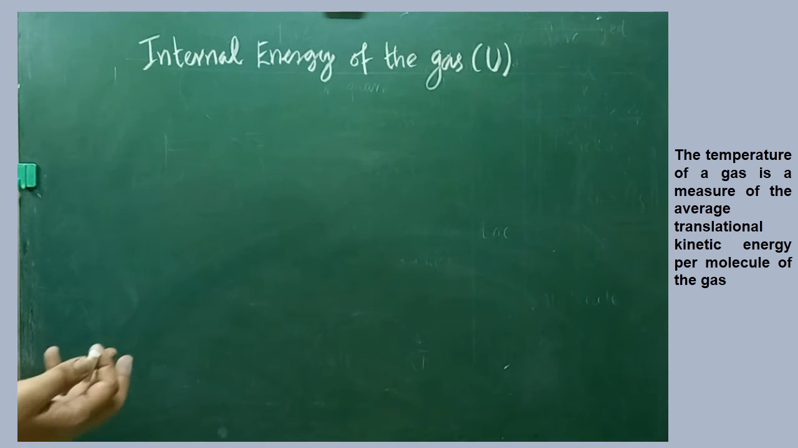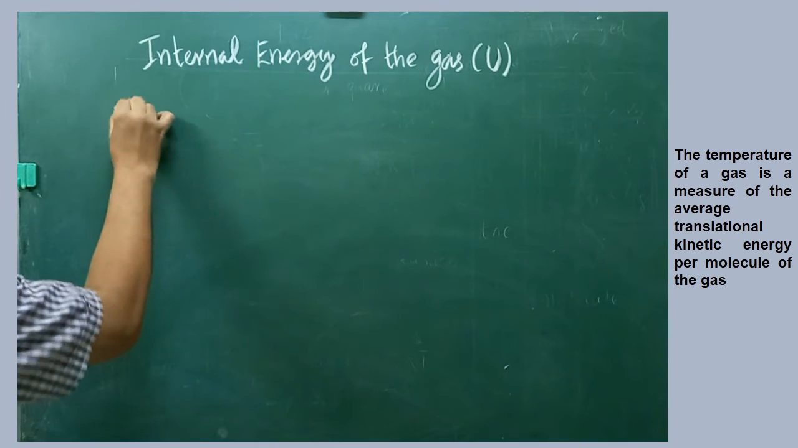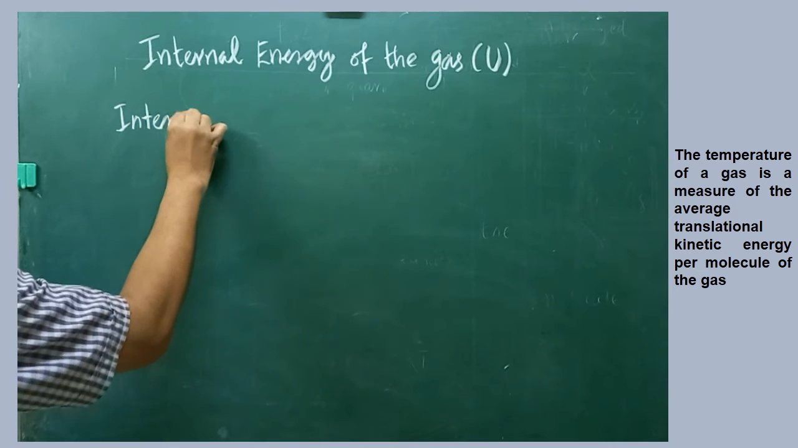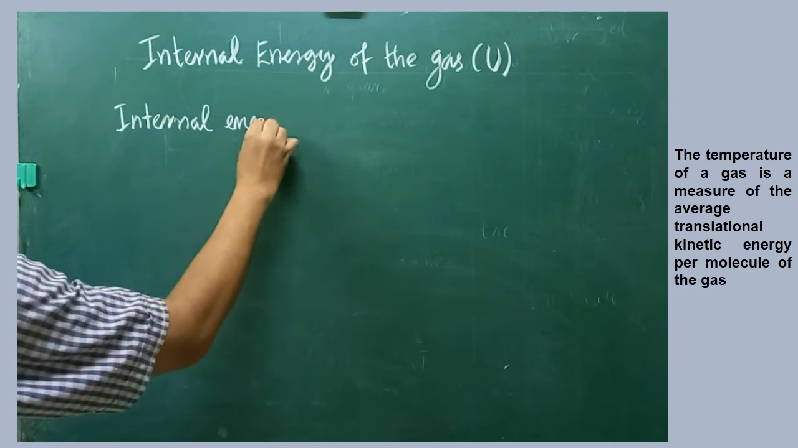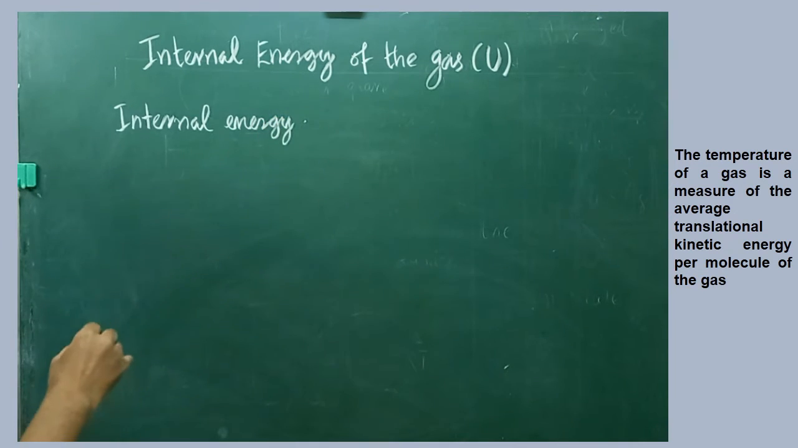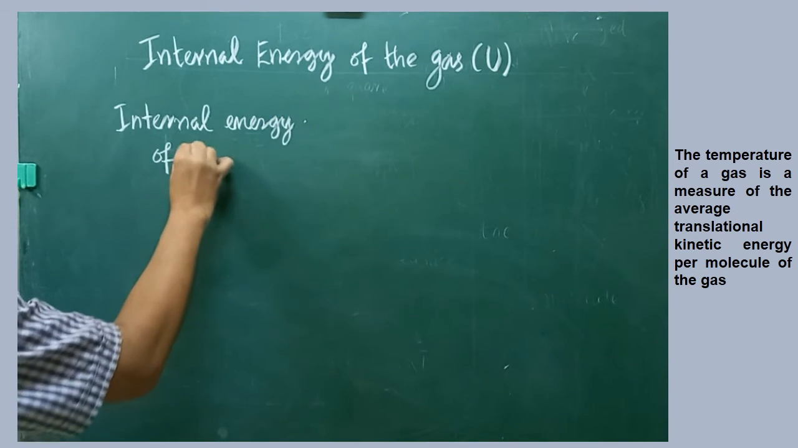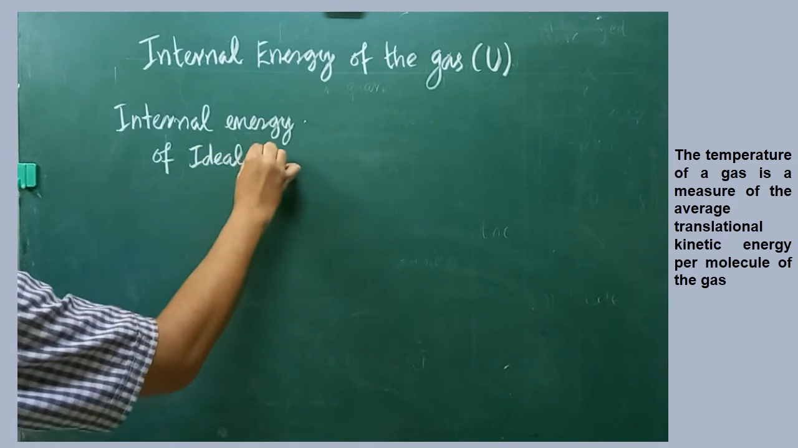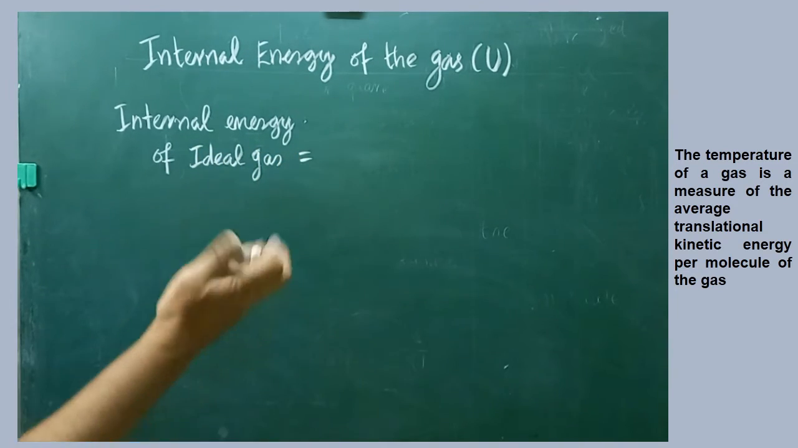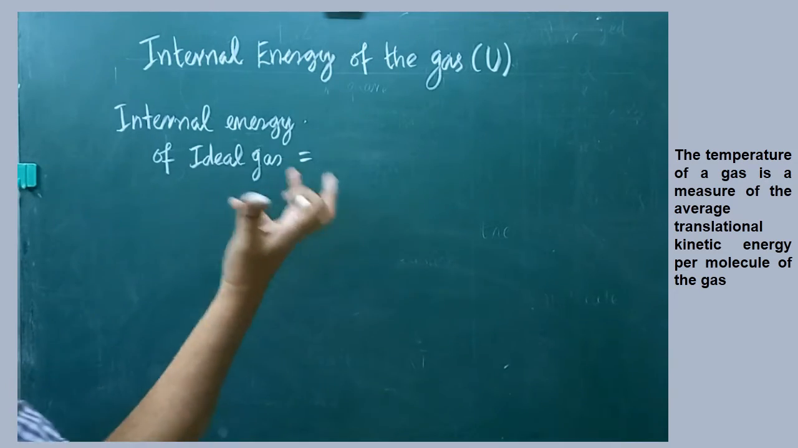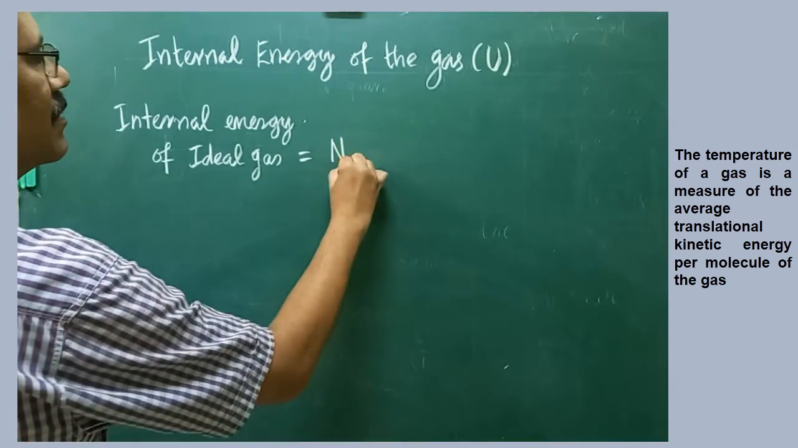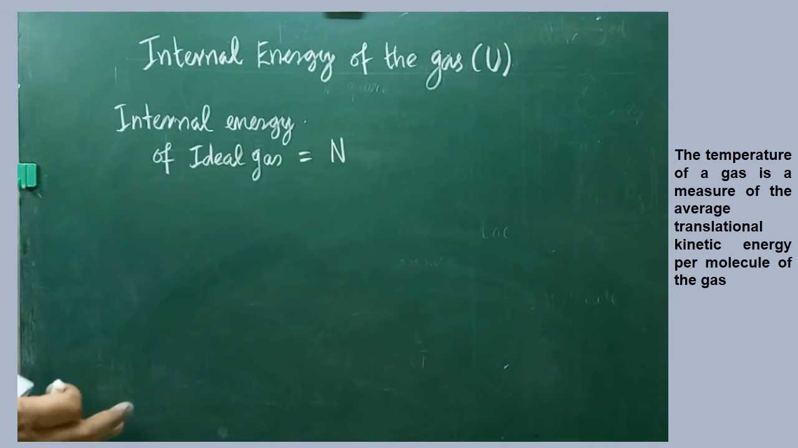How to calculate internal energy? Very simple. Are you clear? Internal energy of the gaseous system of an ideal gas, how can it be calculated? We have to count how many molecules are available in total. That is nothing but N. Imagine that in a container, this many molecules are there. The total number of gas molecules is called N.